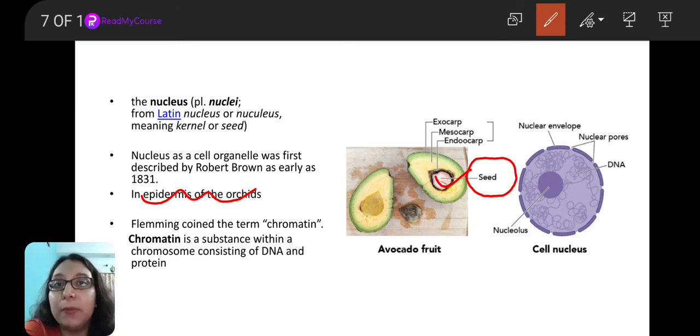So who gave the name chromatin? We have read a little about chromatin. I think by now you are understanding the difference between chromosomes and chromatin. The term chromatin was given by a scientist, Fleming. From where does the term chromatin come? What do you mean by chroma? Chroma means color. So this chromatin is a structure which absorbs certain stains or dyes, and that is why it has come to be known as chromatin.